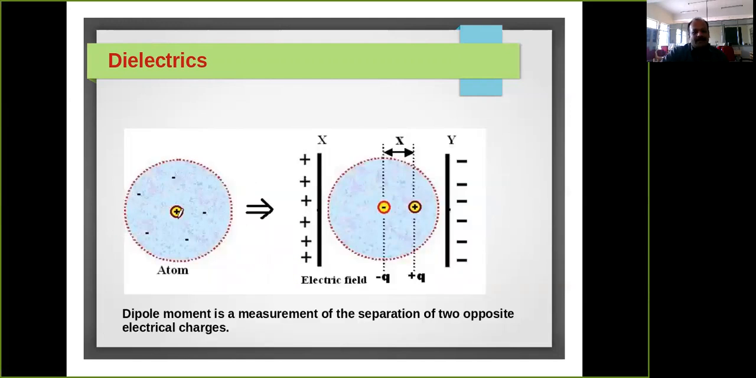We know that every atom consists of a positively charged core called the nucleus. Around the nucleus, in different circular orbits, negatively charged particles called electrons revolve. When this atom is kept in an electric field, set up between the two plates X and Y which are connected to a battery, the center of positive charge and the center of negative charge of the atom separate due to the application of electric force on the atom. So these equal and opposite charges are separated by a distance x, and a dipole moment is set up. This dipole moment is a measurement of the separation of two equal and opposite electric charges. The displacement of the charge depends on the strength of the electric field applied between the two plates X and Y.